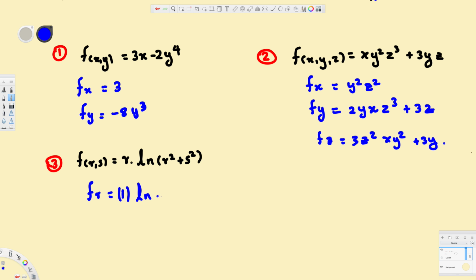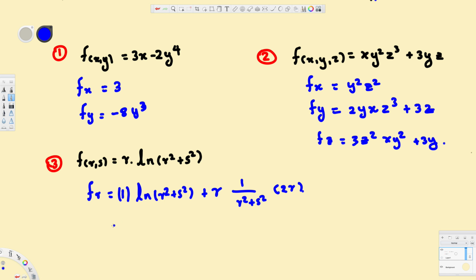multiplied by ln of r squared plus s squared, plus r times the derivative of this one, and the derivative of ln is going to be 1 over r squared plus s squared, and then we have to do the chain rule right here. The chain rule is the inside derivative, and since we are doing the derivative with respect to r, this is going to become 2r, so we multiply this one by 2r. But if I take the derivative of a constant, we treat s as a constant when we do the derivative with respect to r, so this is going to be 0, so we just multiply this one by 2r.